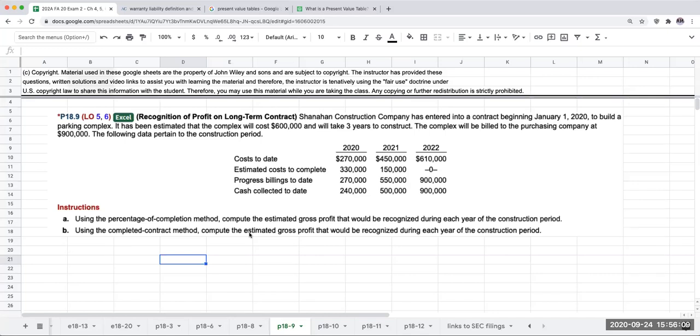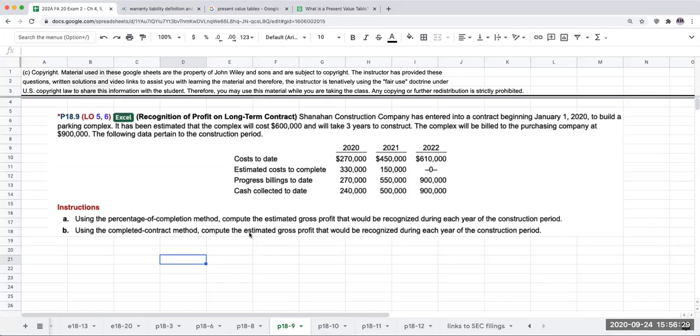Okay. So Shanahan Construction has entered into a contract beginning on January 1st, 2020 to build a parking complex. It has been estimated that the complex will cost $600,000 and will take 3 years to construct. The complex will be billed to the purchasing company at $900,000, with the following data pertaining to the construction period.